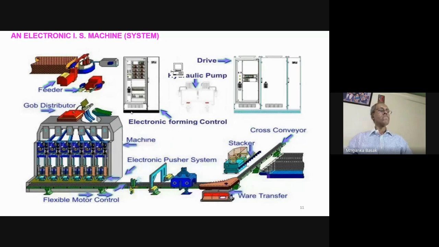This is the most important thing in an electronic IS machine. IS machine, I have already explained. It is the forming machine, or individual section machine. In short, it is the IS machine. The electronic system comprises so many controls. That is PLC-based control, in fact. The feeder control, servo feeder, then servo gob distributor, which distributes the gob in different sections of the machine. The flexible motor controls, there are a number of motors working in the machines. Then electronic forming control, the bottle forming operation goes through this control. Then the pusher system. The hot glass is pushed to a conveyor.